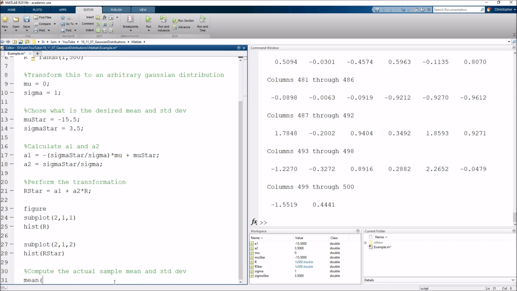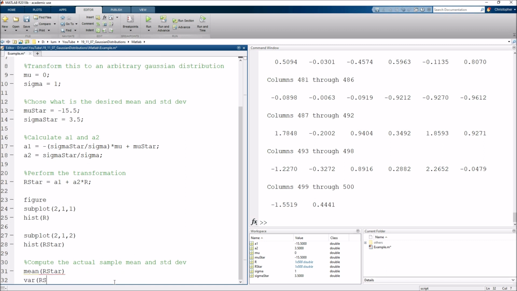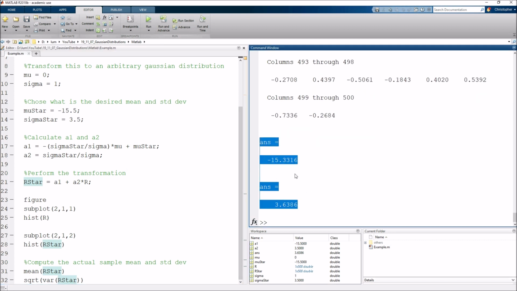So what I'm going to do here is get the mean of R star, and let's get the variance of R star. And let's take the square root of the variance so that we can get the actual standard deviation. We're hoping that this is minus 15.5, and this here should be somewhat close to 3.5. Again, if we run this, you see, yes, look at that. That is exactly what we get. So this is a good way to transform what randn gives you, which is a normal distribution with mean of 0 and standard deviation of 1, to any distribution. Now you can use this signal R star to simulate an arbitrary signal with appropriate statistical distribution parameters that you're interested in.